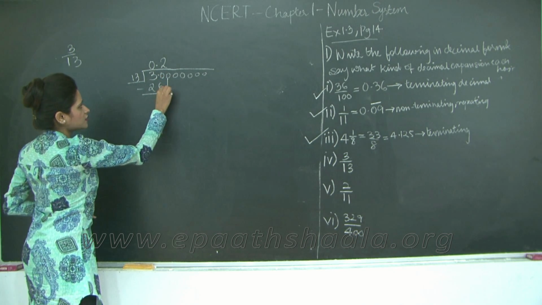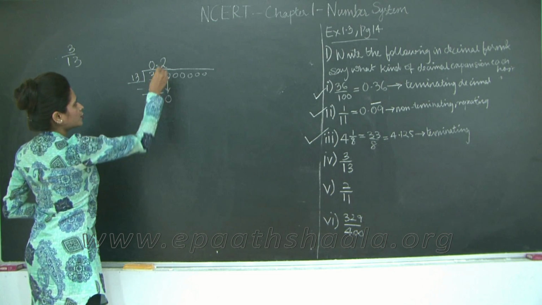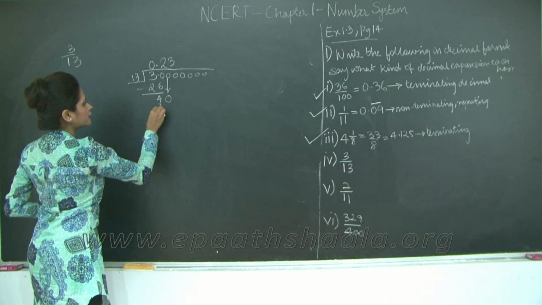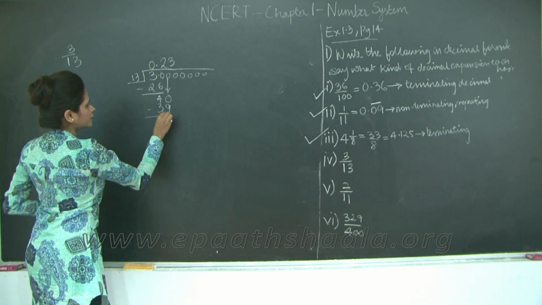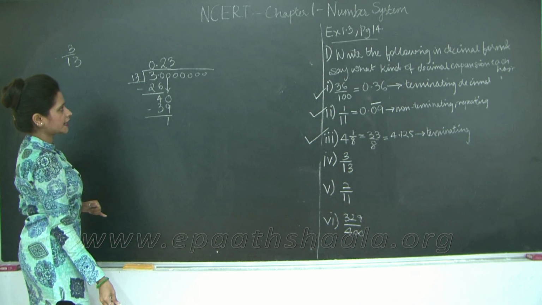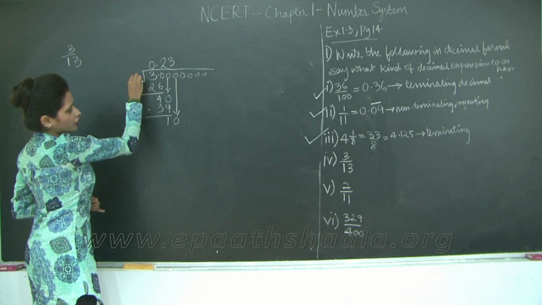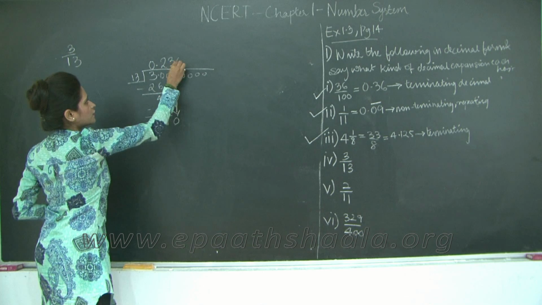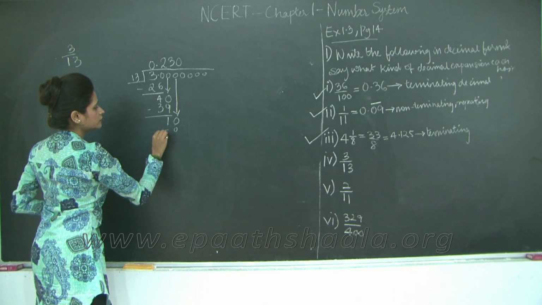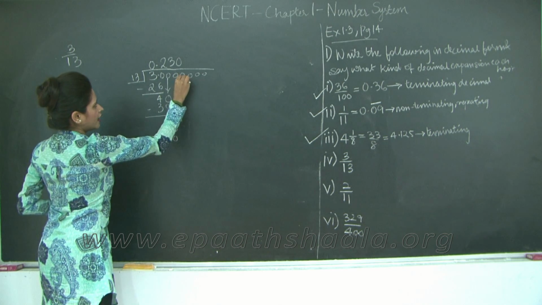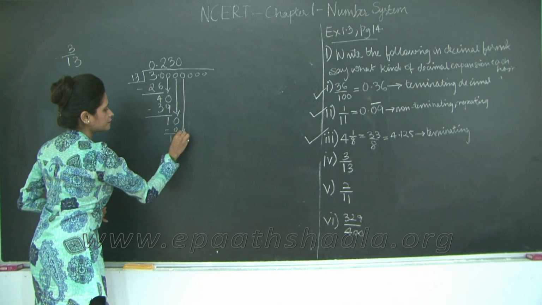I bring down this 0. What do I get? 13 3s are 39. 40 minus 39 is 1. I bring down this 0. 13 won't divide 10. So 0. 13 zeros are 0. I am left with 10 and I bring down this 0.